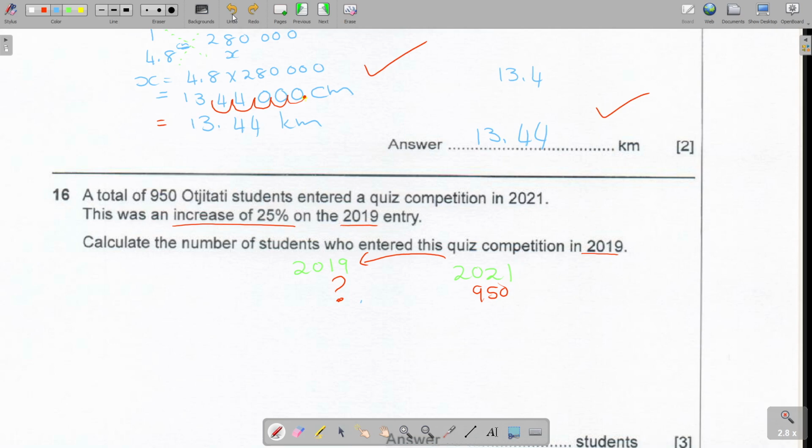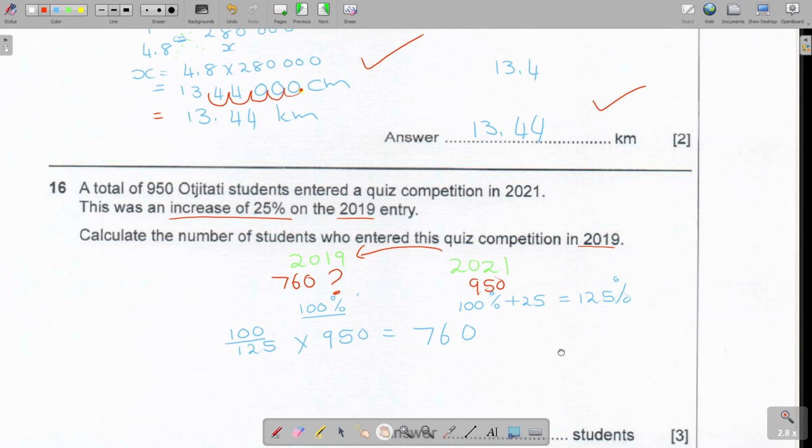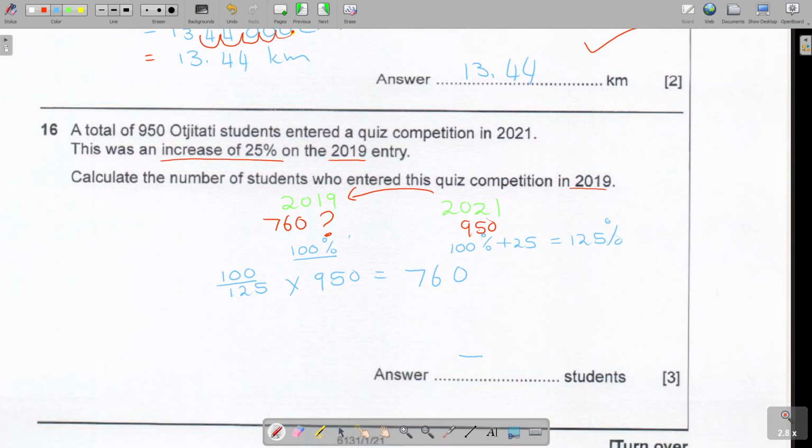So here it was 100%. Then it was 100% plus the 25, so this one is 125%. This is 950, but I want 100. So I will say 100 over 125, and I multiply it with 950. What do I get? 760. So this was 760, and my final answer here is 760.